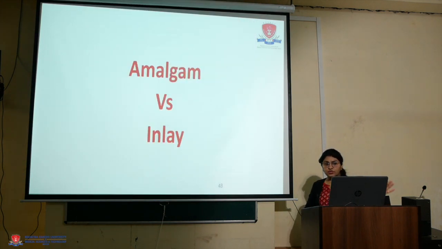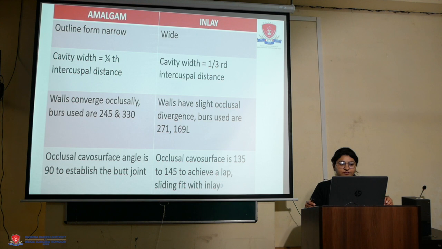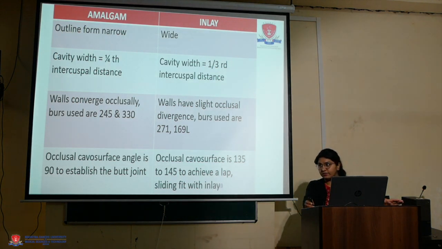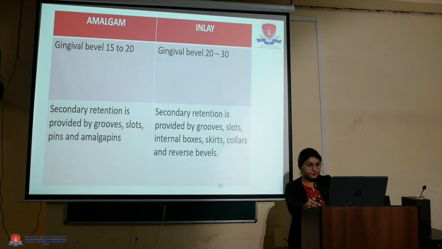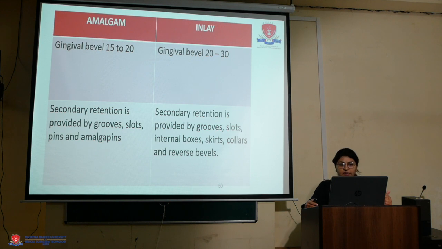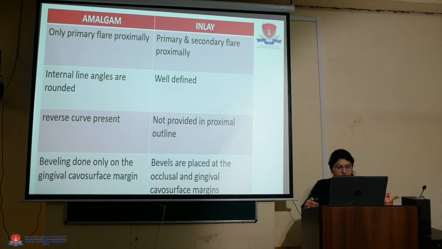So now coming to the major differences between the amalgam and the inlay cavity. The outline for the amalgam will be narrow and for the inlay it will be wide. That is, the cavity width will be 1/4 of the intercuspal distance, while for the inlay it will be 1/3. And the burrs used are these burrs. An important point is the occlusal cavo surface angle. In direct restoration with amalgam, it is 90 degrees. But for indirect restorations, we provide 135 to 145. The gingival bevel is 15 to 20 for the amalgam, and for the inlay it is 20 to 30. And flares are not given for amalgam, that is one important point.